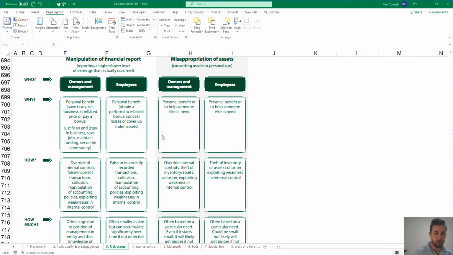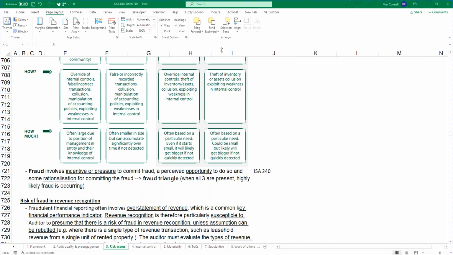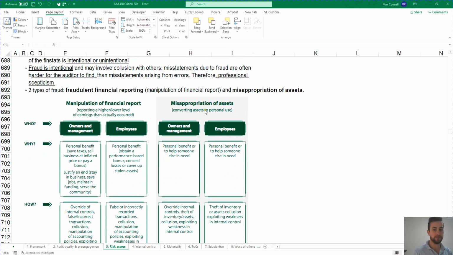For how, for owners and management, it might be override of internal controls, theft of inventory, collusion, exploiting weakness in internal control. For employees, it's theft of inventory or assets, collusion, exploiting weakness. For owners and management, often based on a particular need, even if it starts small, it will likely get bigger if not detected. Same for employees.